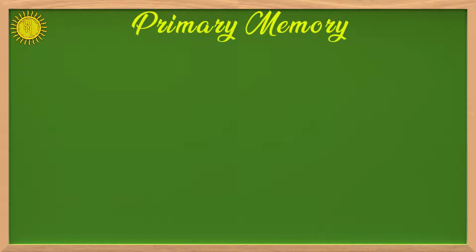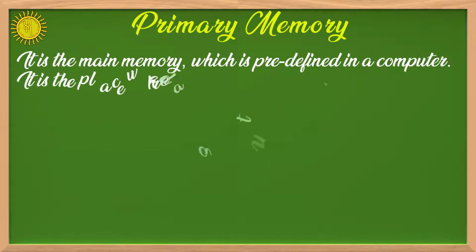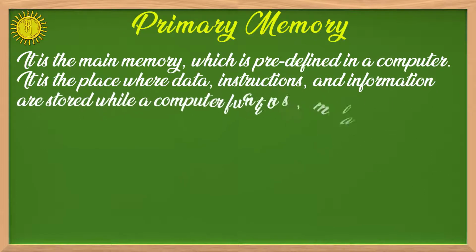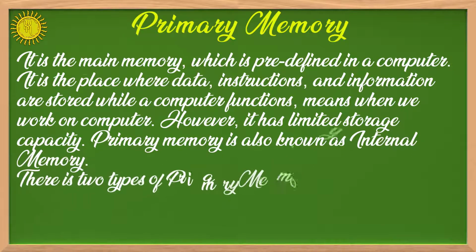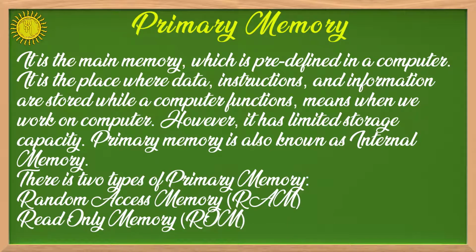So first we will discuss primary memory. It is the main memory which is predefined in a computer. It is the place where data, instructions and information are stored while a computer functions, means when we work on the computer. However, it has limited storage capacity. Primary memory is also known as internal memory. Now there are two types of primary memory. First is random access memory, RAM. Second is read-only memory, ROM.